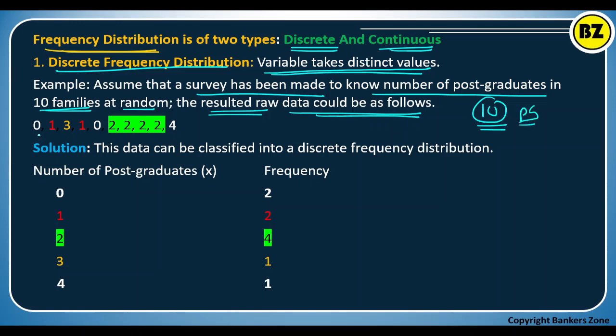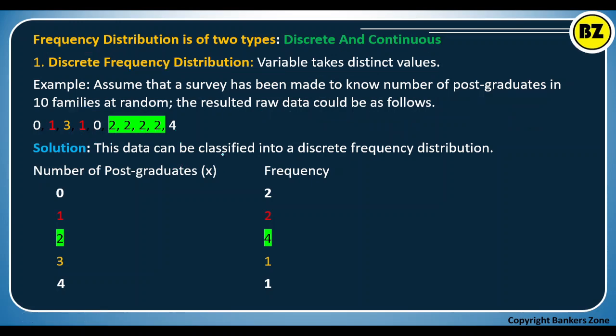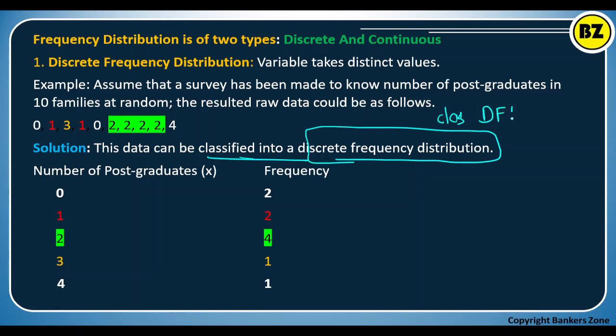So first family, second, third, fourth, fifth, sixth, 7, 8, 9, 10. These 10 families have 0, 1, 2, 3 and 4 postgraduates. That means these are the data given. Now we have to classify that data into a discrete frequency distribution table.